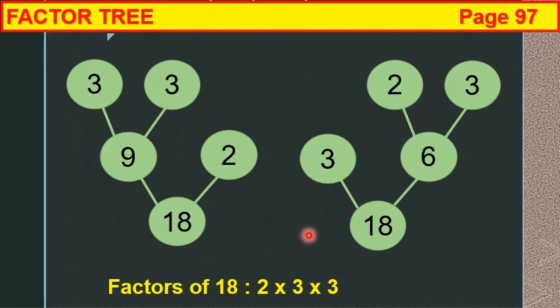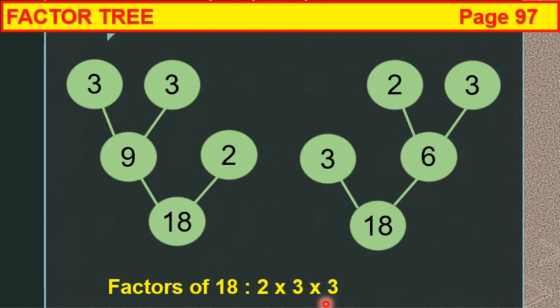So the factors of 18 are the multiplication of all the leaves of the tree. That is, the factors of 18 are 3 multiplied by 3 multiplied by 2, or 3 multiplied by 2 multiplied by 3. But it is always better to write the factors in ascending order. So we write the factors of 18 as 2 multiplied by 3 multiplied by 3 in ascending order.